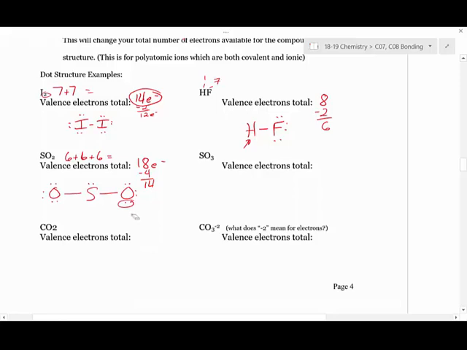So I'm going to take a lone pair and I'm going to share it. So by erasing it, what I've done is I have shared a pair between the sulfur and the oxygen in addition to the single bond that was there. So now I have a double bond.